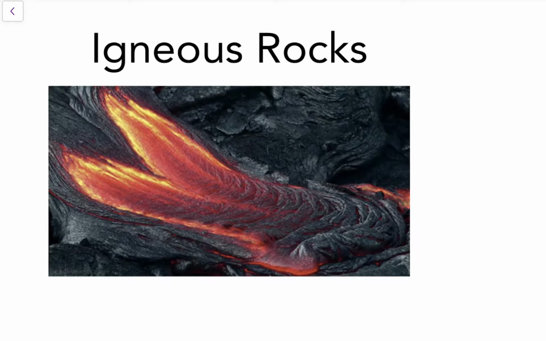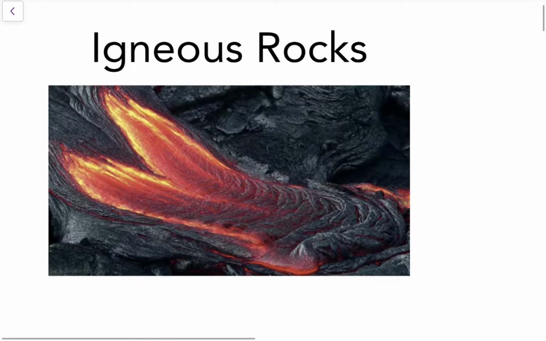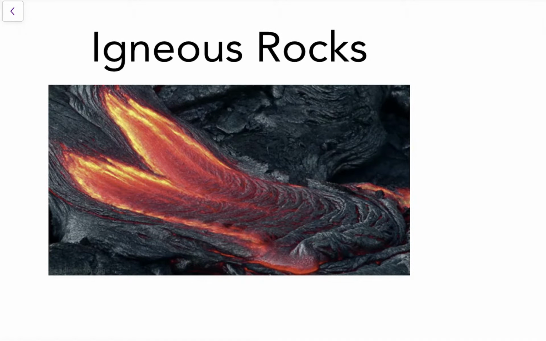Today we are going to learn about igneous rocks. Okay, so there are three types of rocks: igneous, sedimentary, and metamorphic. In this video we are focusing only on igneous rocks.